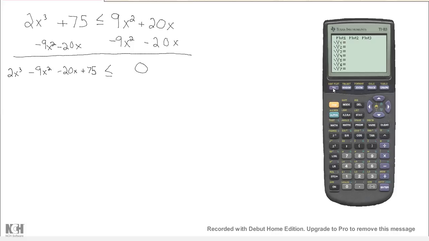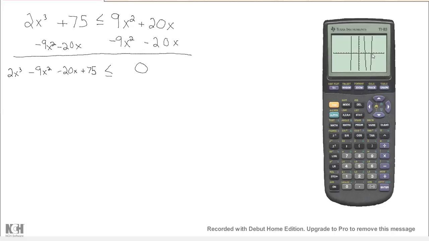In my calculator, I'm going to go to y equals and type in the polynomial part of this, 2x to the third minus 9x squared minus 20x plus 75. And I'm going to graph it and hopefully see some places where it'll cross. It looks like it crosses here at -3. That one looks like a fraction, and then here at 5.